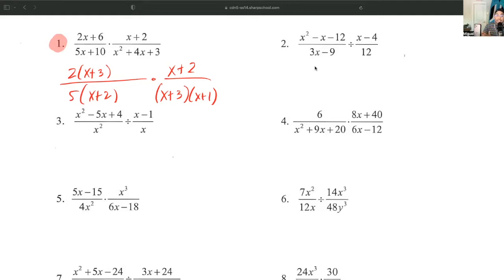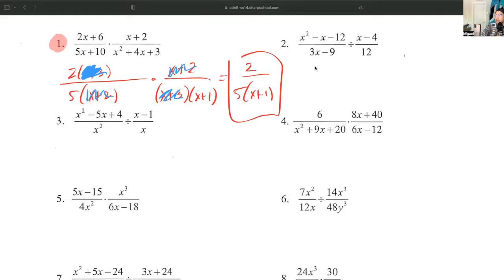So the reason why I did this is because just like when we multiply fractions, we can cross cancel. If you notice, the x plus 3 and the x plus 3 cancel out from the top and the bottom, and then the x plus 2 and the x plus 2 on the top and the bottom also cancel out. So what are we left with? We are left with 2 over 5 times x plus 1.